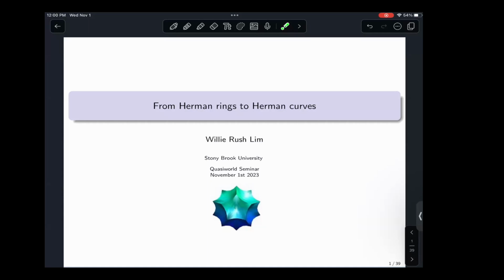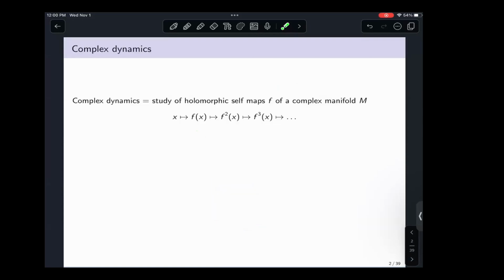So today I'm going to talk about Herman rings and Herman curves. I would assume that some people here are familiar with the definition of Herman rings, but we're also going to talk about this new object that I'm going to call Herman curves. That will be more towards the second half of the talk. Okay. So what's the context?